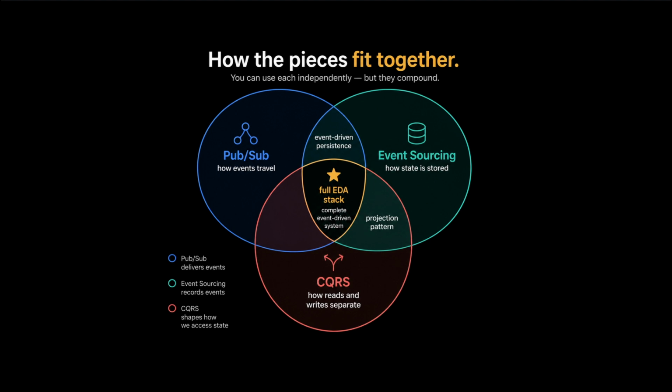But here's the thing, they compound. Pub/Sub plus event sourcing gives you event-driven persistence. Event sourcing plus CQRS gives you fast projection-based reads. All three put together is the full event-driven stack that you see in systems like Shopify's order pipeline or Uber's trip management.